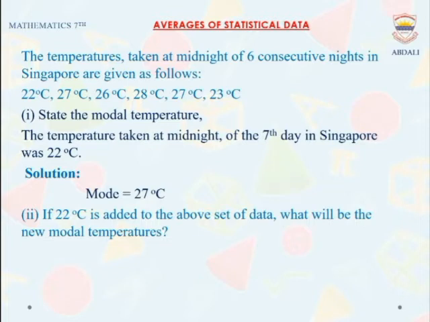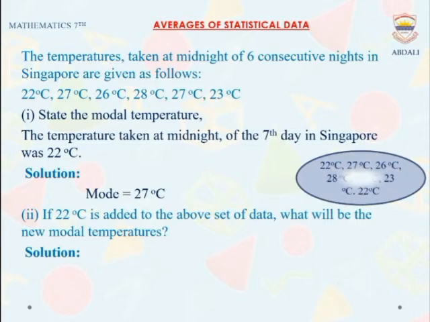We are going to see the modal temperature with respect to all 7 nights. So let's see its solution. So class, if 22 is added in the above set, what does it become? It becomes 22, 27, 26, 28, 27, 23 and 22.